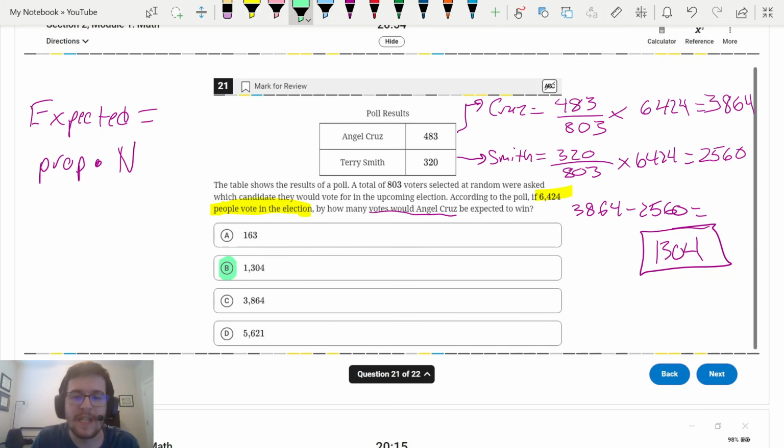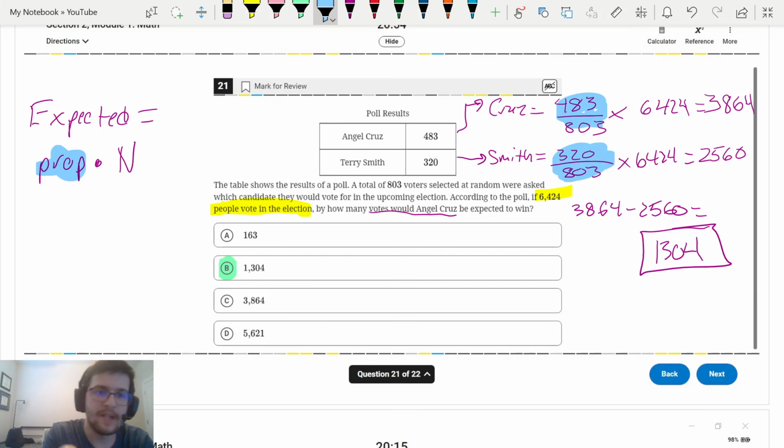So we would expect, according to the poll, that 3,864 would vote for Cruz. We're not sure, but we expect that. And we expect 2,560 people to vote for Smith. So again, we did the proportion times capital N.